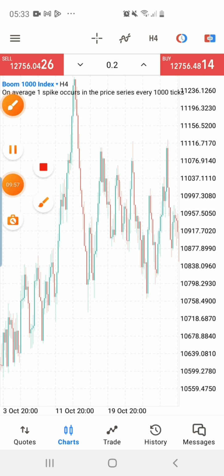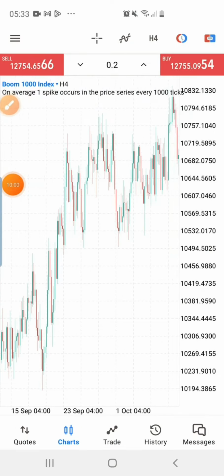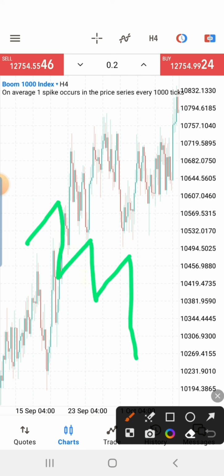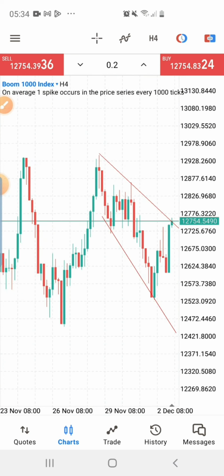If for instance, on boom 1000, you are trading against spike, and the price is going to push in your direction, you're going to see a very long movement. Maybe you can see small candles like this. It can move from here for more than, let's say, 30 minutes without any spike. It happens. 30 minutes without any spike. It happens on boom 1000. You can get that kind of movement. You can even have up to 1 hour without a spike. It's possible.